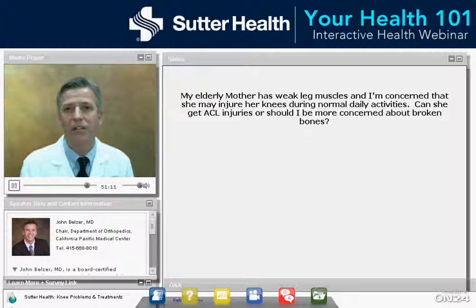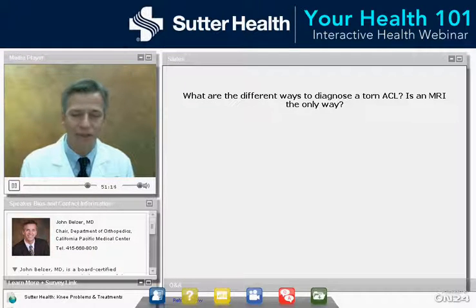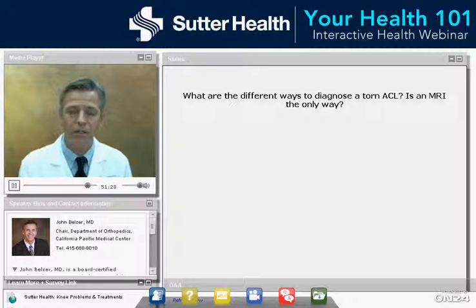What are the different ways to diagnose a torn ACL? Is an MRI the only way? The answer to that is no. The best way actually to diagnose an ACL is not an MRI. In my opinion, the best way to diagnose an ACL is through clinical examination, as I demonstrated on that pivot shift. I think if a patient demonstrates clinical instability, that demonstrates that their knee is going to be unstable when they stand on it. The MRI is simply a static picture of the ACL in its torn phase.